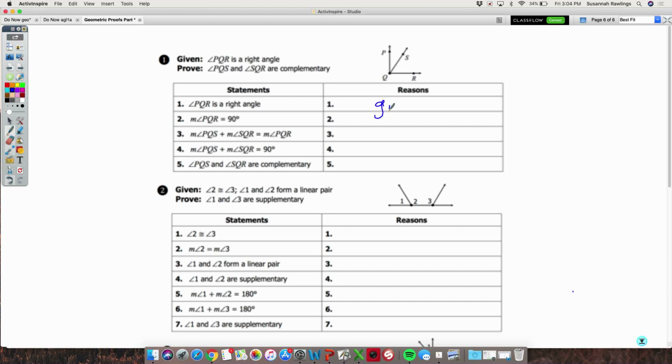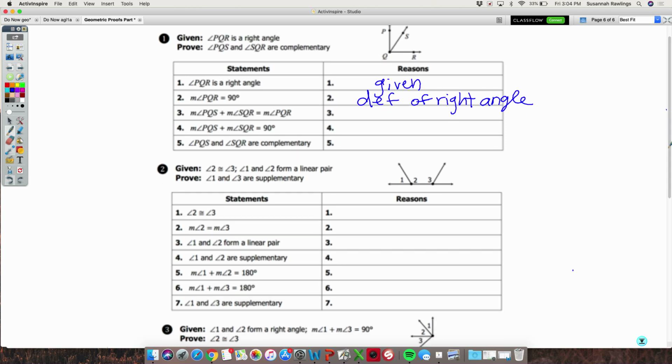Number 1 is always the given. You should be writing down what I'm writing down. It said PQR is a right angle, therefore it's equal to 90 degrees. Look at your word bank at the bottom. What did we just define? Definition of a right angle. Very good.